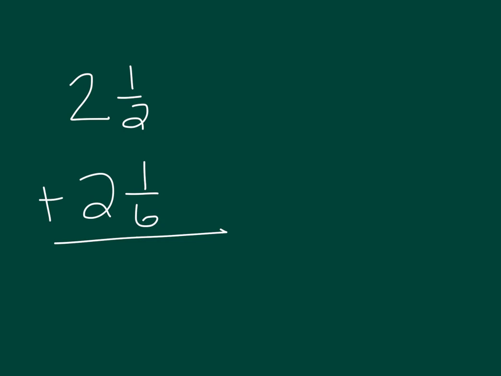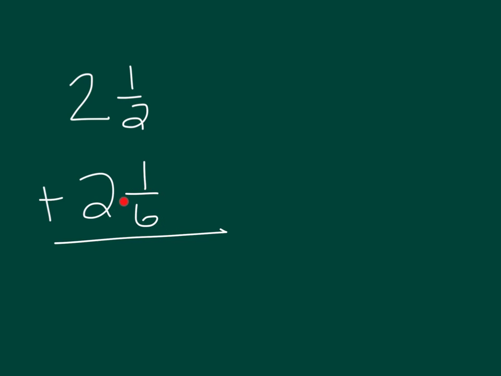We're now going to try one that does not have a common denominator. So we're going to try 2 and 1/2. We're going to add that to 2 and 1/6. So if we look at these two denominators, we have a 2 here and we have a 6. So what we want to do is see if we can use one that's already there.